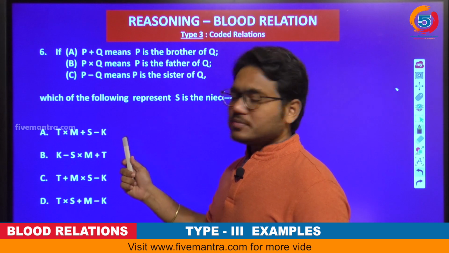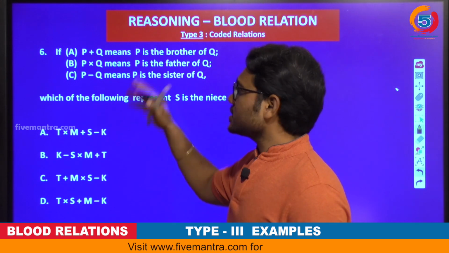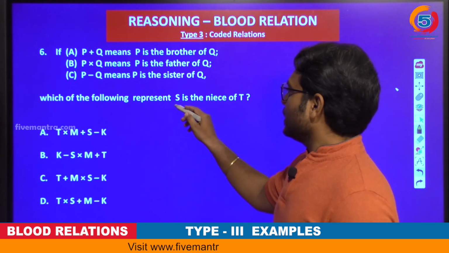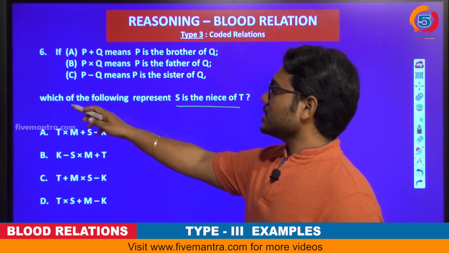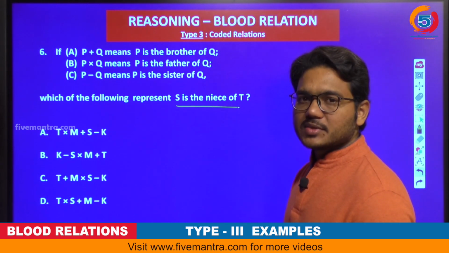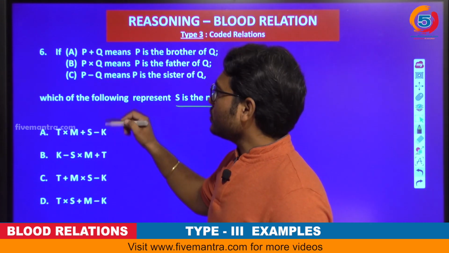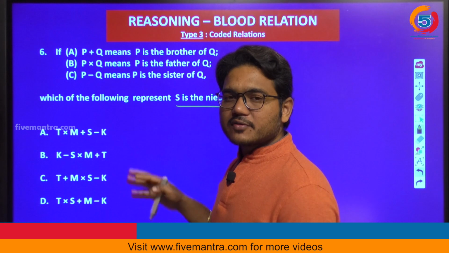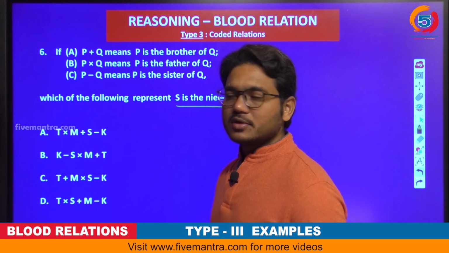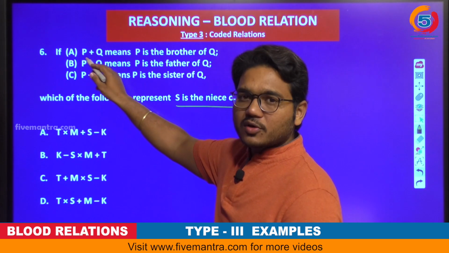So this is our next problem. This is our next example, in which the codes and relations are clearly given here. Based on that, we need to solve for this. The statement asked is: which of the following represents S is the niece of T. As I told you earlier, we need to follow some sequence: first identify the codes for the relation, then check whether the sequence is followed, the same sequence as they are coded.